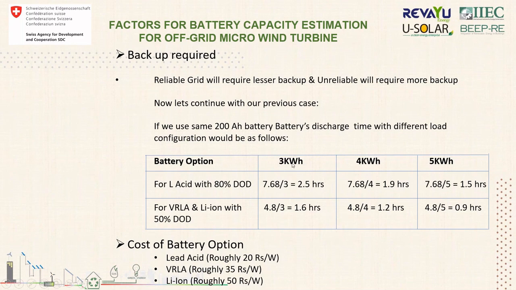Now, if this is the capacity, this is the load with which you are connecting, divided by the quantum of load with which you are connecting, say 3000. If you are connecting with 3000 watt, divided by 3. If you are connecting a 3 kilowatt load, divided by 4, and this is the hours for which the batteries will deliver to the load. After that, it will reach the maximum DOD point.